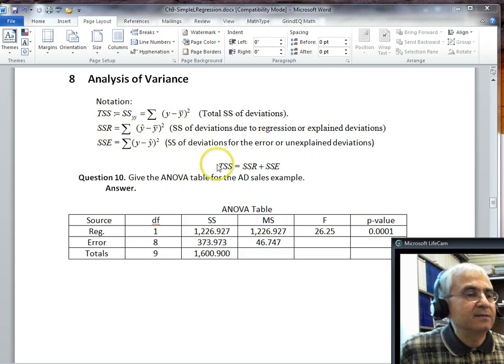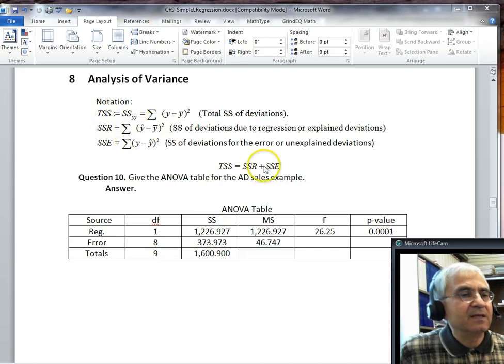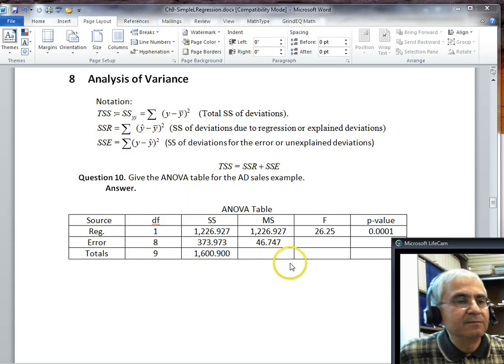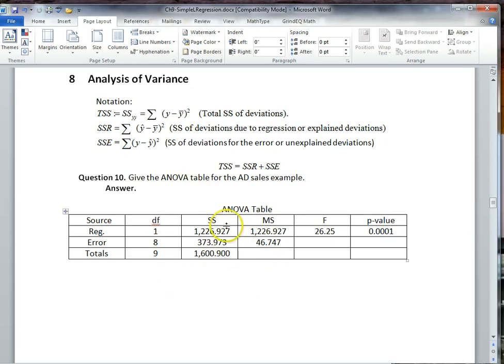And it turns out that the total sum of squares is equal to the sum of squares of the explained deviations plus the unexplained deviations. So it's equal to SSR plus SSE. So if we put these in the table, here we have the source of deviation. The total deviation, we computed that as 1600.9.